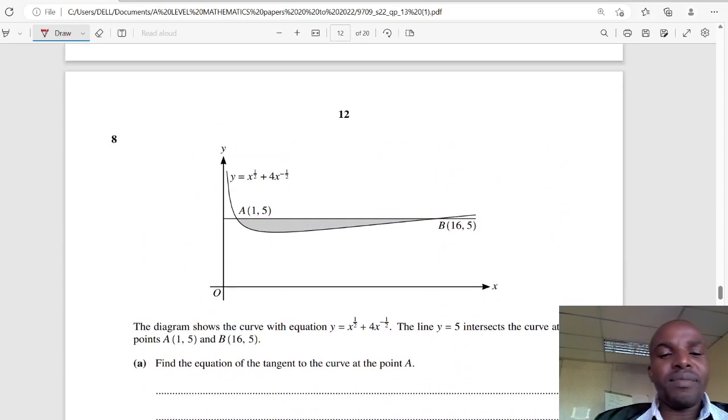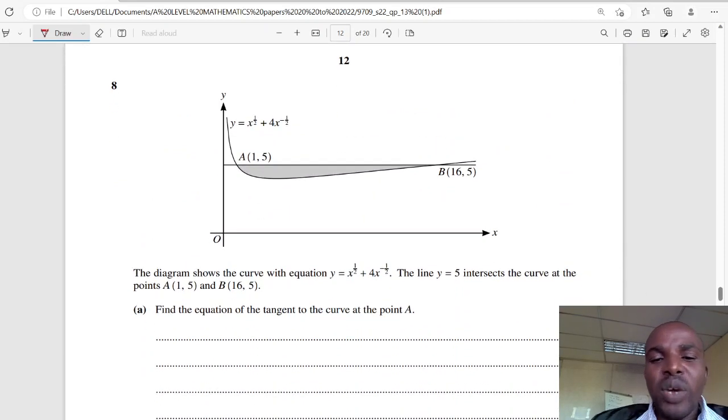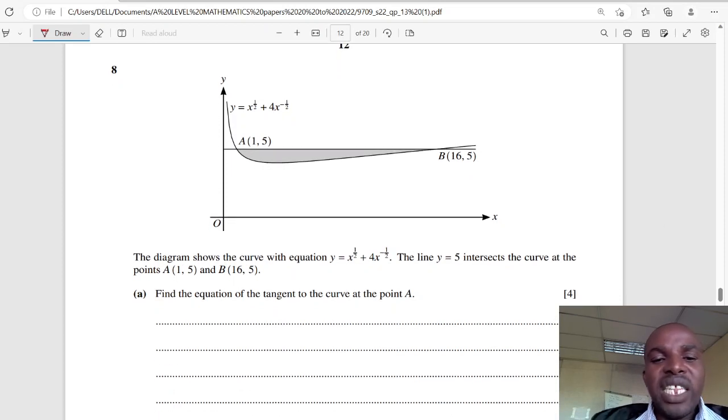Right, next part. The diagram shows the curve with the equation y is equal to that part. Then the line y is equal to 5 intersects the curve at the points A and B. Find the equation of the tangent to the curve at point A. Right, we're given that there's a curve with the equation, this one. Then the line y is equal to 5, this line, intersects the curve at the points A and B. So there are 2 points. Then they said find the equation of the tangent to the curve at the point A.